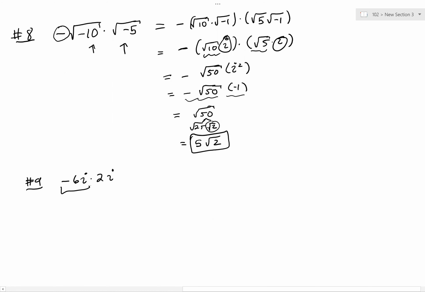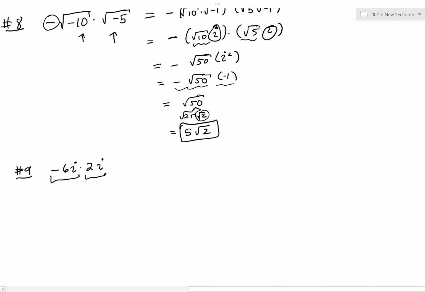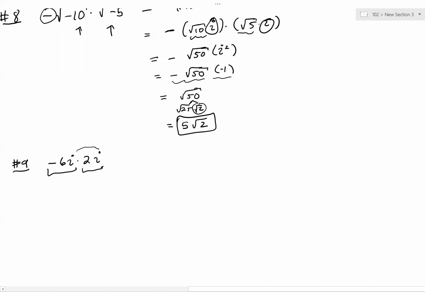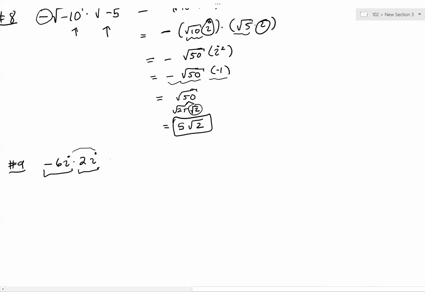These are two purely imaginary numbers, meaning they have no real components. So when we multiply, and it's going to be true in general, when you multiply two purely imaginary numbers, you're always going to get a real number back. And that's because of this i times i situation, which will give us that -1. So let's do this. I'm going to multiply the coefficients of the i's. So that'll be a -6 times a 2.